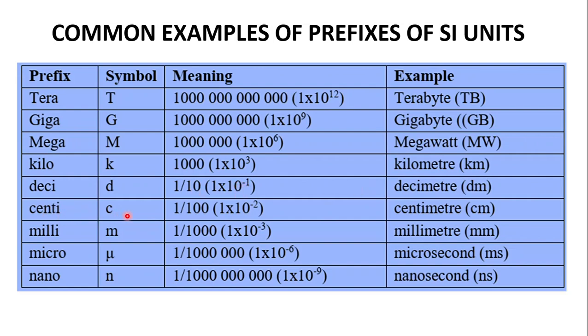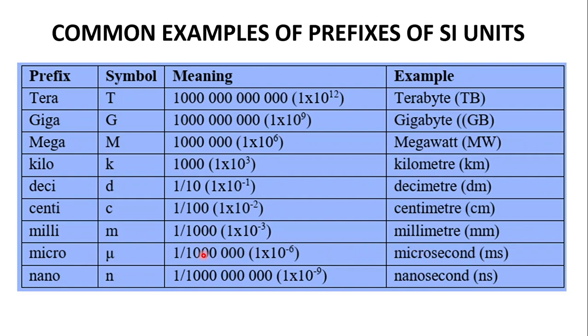Centi, c, represents 1 over 100, same as in centimeter. Cm means centimeter. Centimeter is 1 times 10 to the power minus 2. Milli, as in millimeter, means 10 to the power minus 3 or 1 over 1000. So commit this to memory so that you know when and how to use them in your measurements or in your calculations.